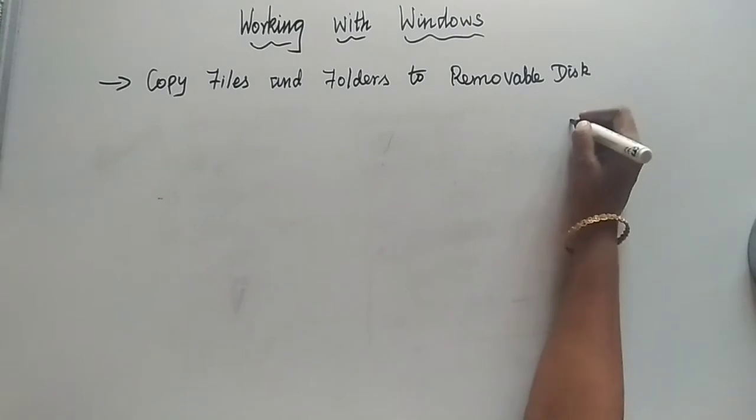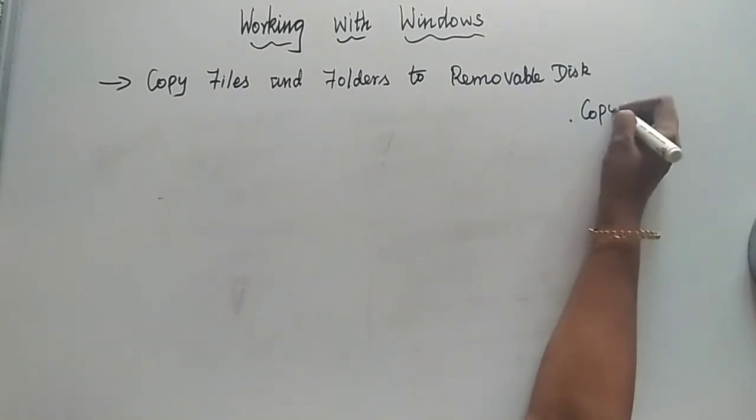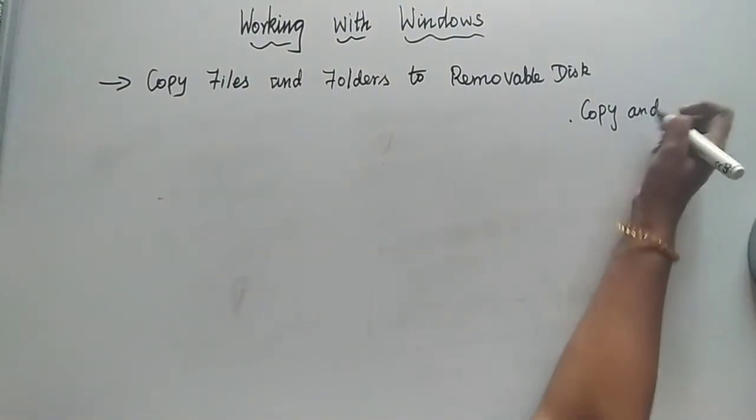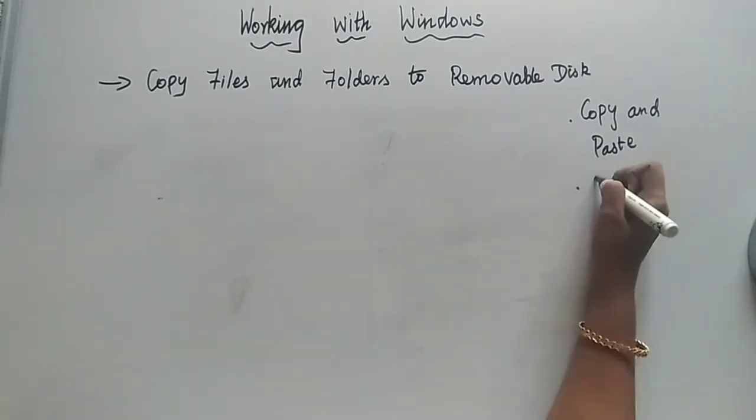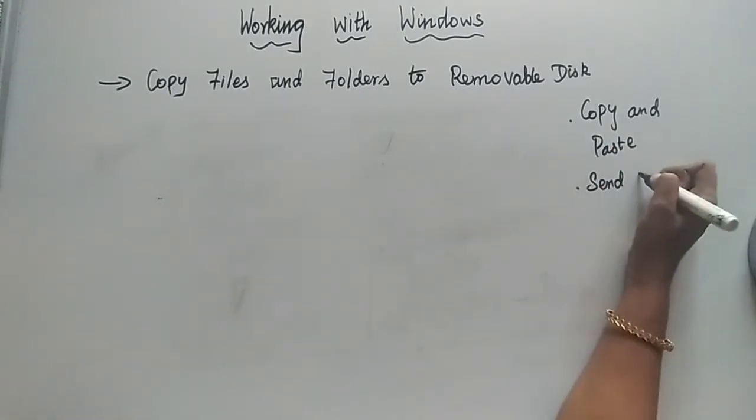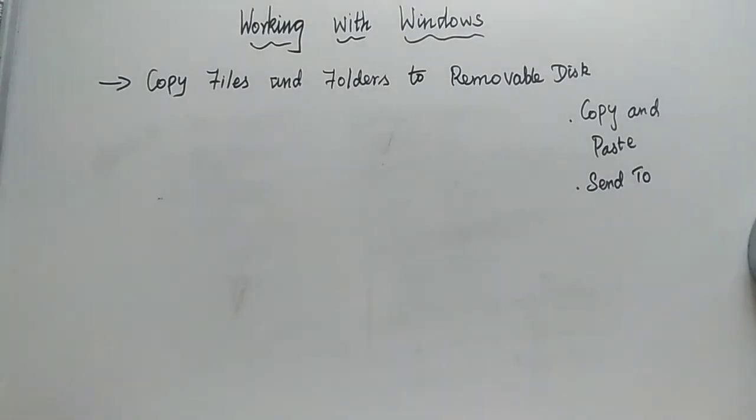The first method is nothing but copy and paste, and the next method is Send To. So these are the 2 methods by which you can copy files and folders to a removable disk. Yes, first we are going to see the copy and paste method.